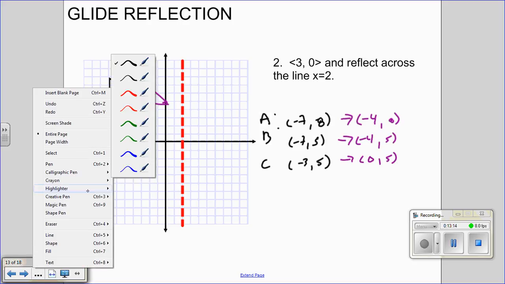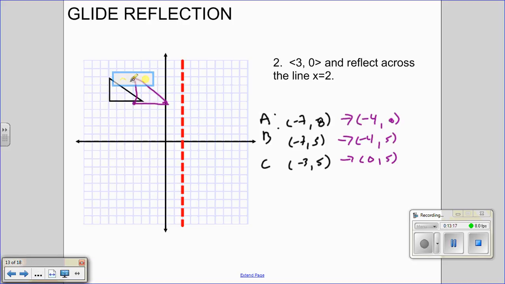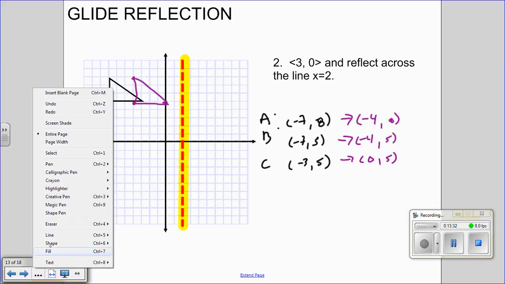X equals 2 is that dashed line there. So it's a vertical line. We're not reflecting over the x or y axis. So there isn't a hard, fast rule for this one. So you're just going to have to know how many units away from the line the triangle is.